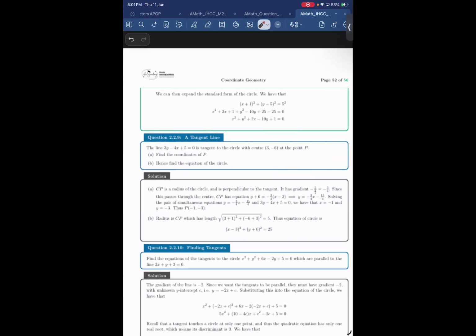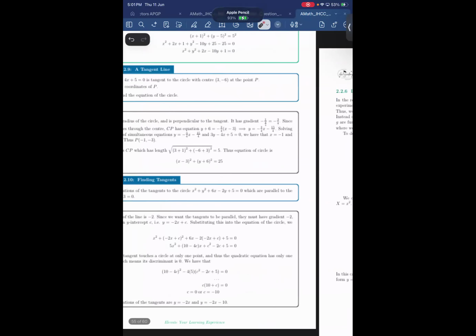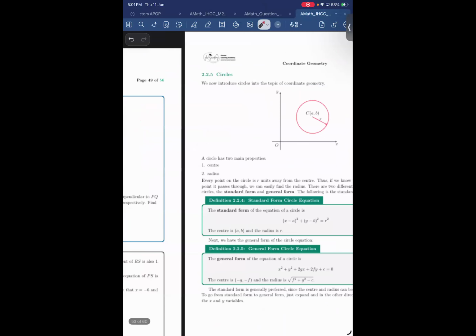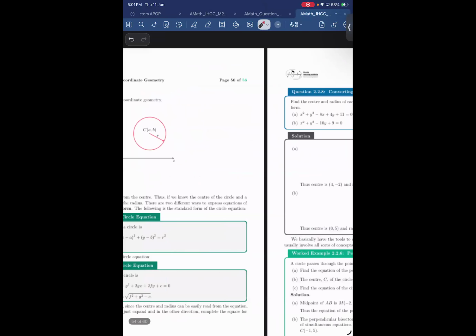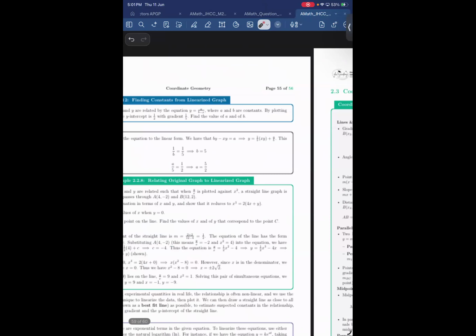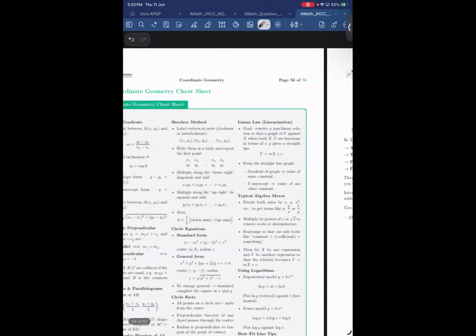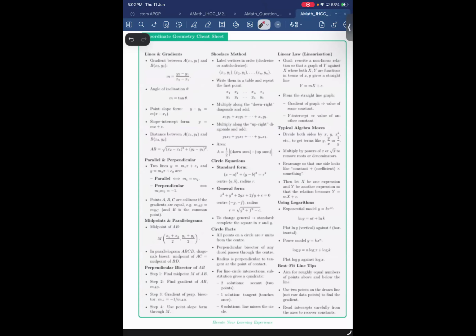Okay, there are some more examples in this part of the chapter, so do give them a try to hone your skills. The linear law, we're not going to cover that. This chapter has quite a lot of content, but I think it's much easier to approach than Trigo. Still, do continue practicing this.